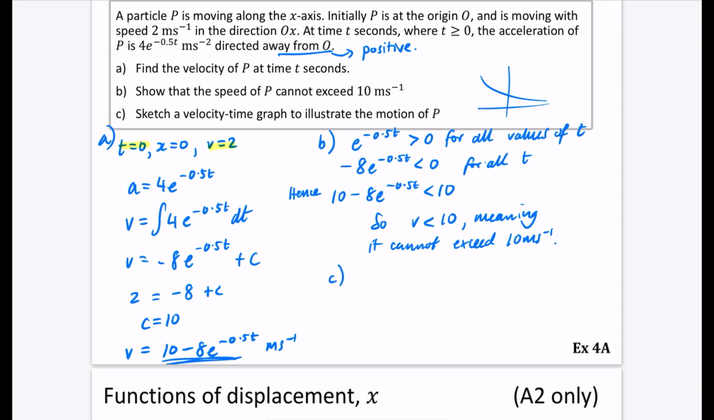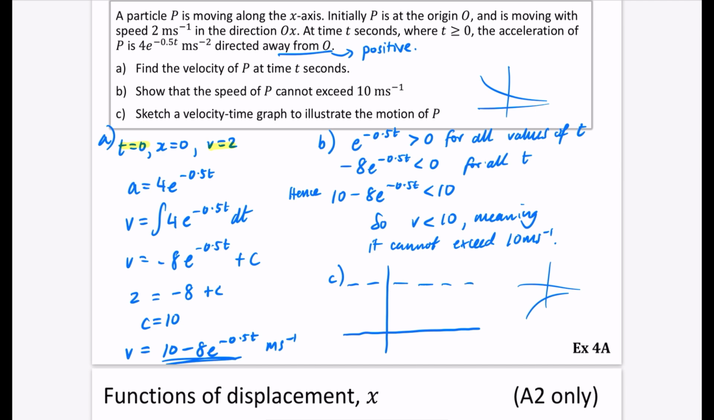Part C says to sketch a velocity-time graph to illustrate the motion of P. If you've got a graphics calculator, this is incredibly easy, but if not, you can just reason through using your knowledge of how to sketch these kinds of graphs. So we said that this is the exponential of this part. If I multiply it by -8, it's then going to be flipped over so that it would be like that kind of shape, and then it's shifted 10 spaces up.